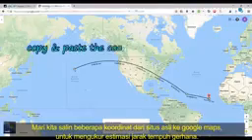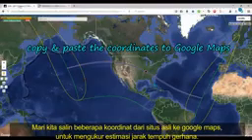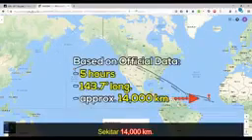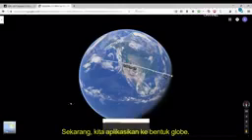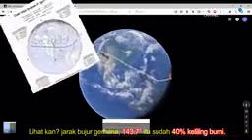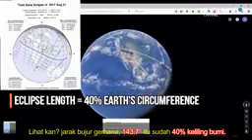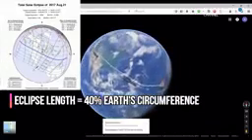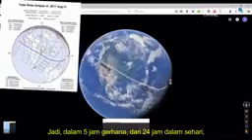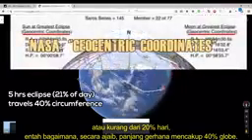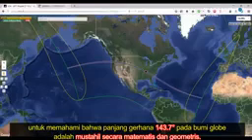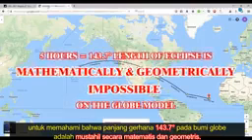Let's copy-paste some coordinates from the eclipse site to Google Maps to measure the approximate distance. It's around 40,000 kilometers. Now, apply it to the globe map. See, the eclipse distance, 143.7 degrees, is already 40% of the Earth's circumference. So, within 5 hours of eclipse, out of 24 hours a day, or around 20% of the day, somehow, miraculously, the shadow length covers 40% of the globe. Let's make a scale model now to understand that eclipse length of 143.7 degrees is mathematically and geometrically impossible.